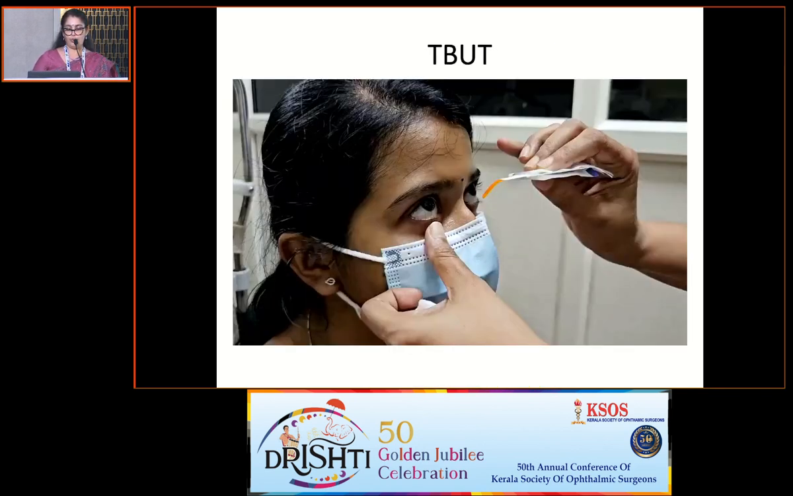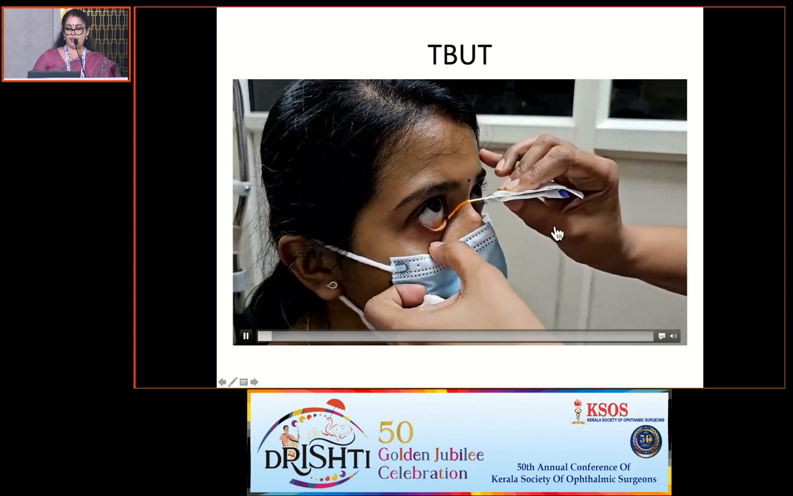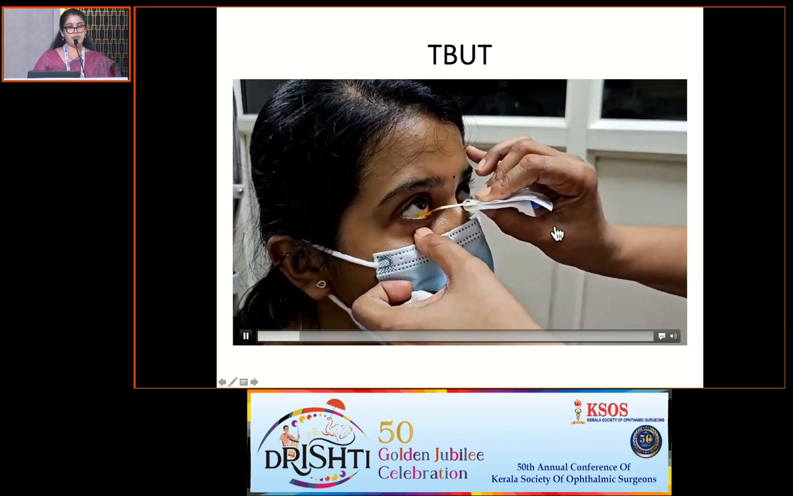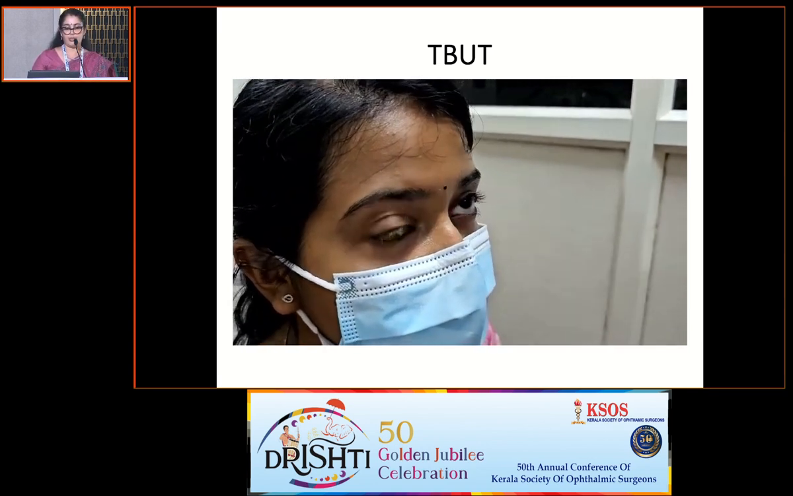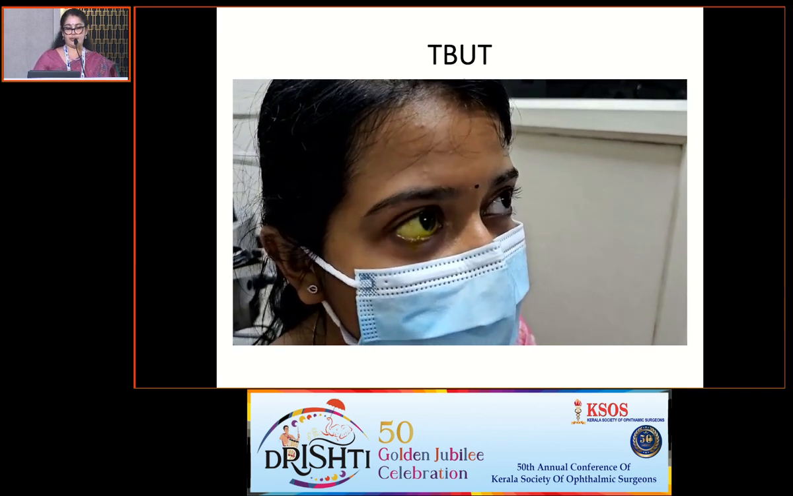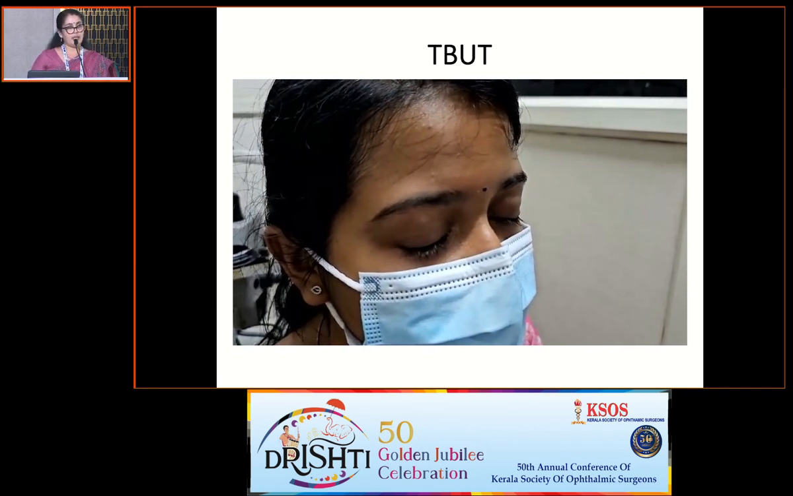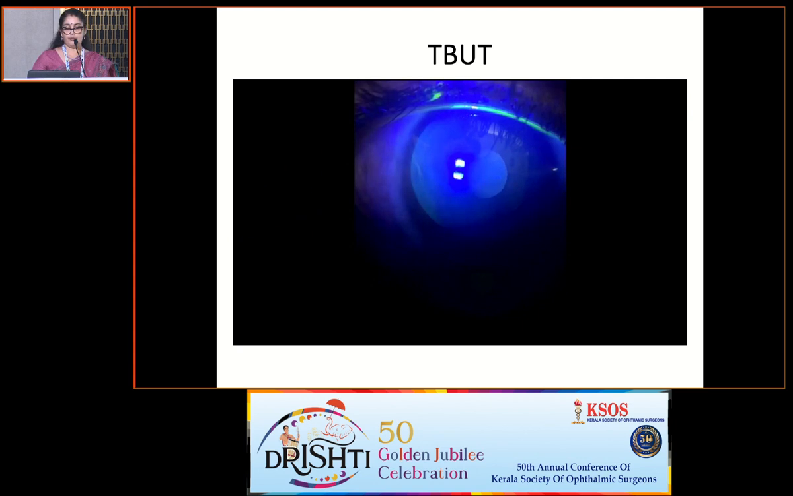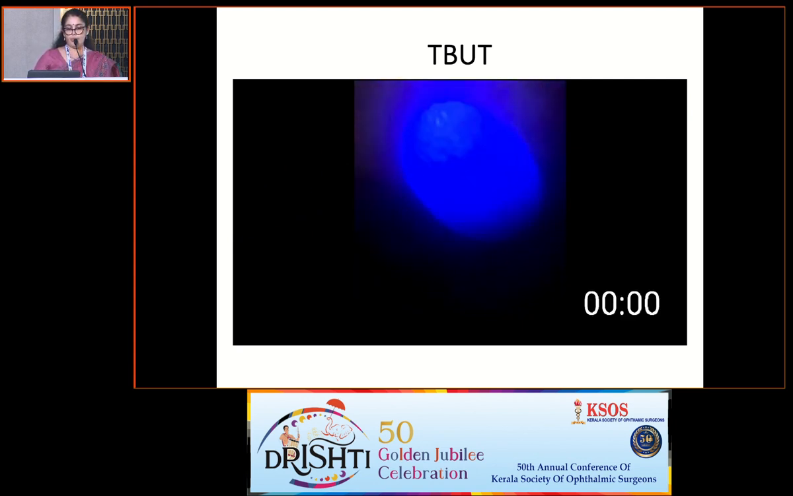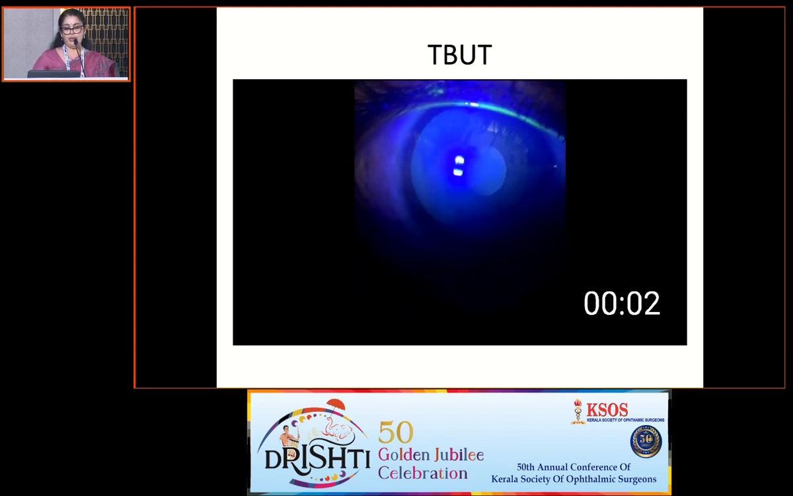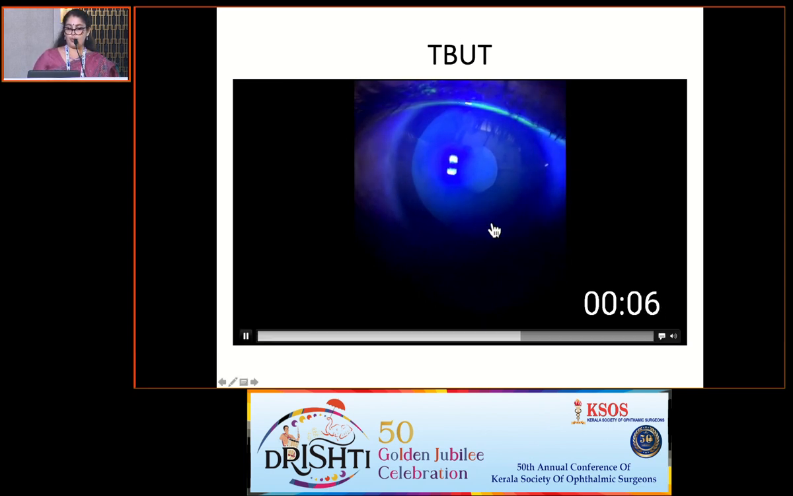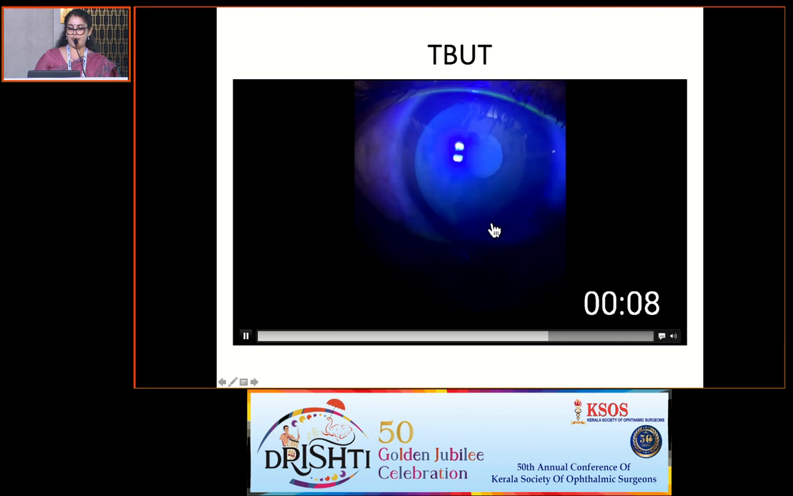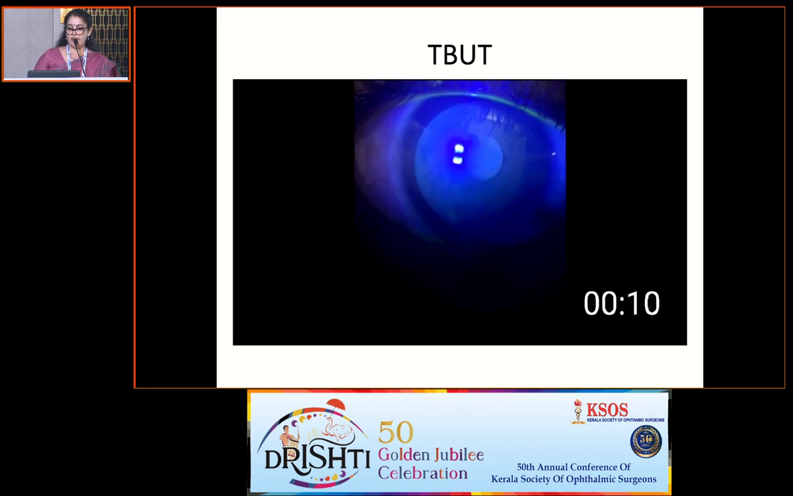Similarly, the next easy tool is the TBUT. We think it's difficult but it is very easy to perform. So you have to use a preservative-free solution like saline to wet the strip. Instill it, ask the patient to blink, shake off excessive fluorescein, put on the cobalt blue. After a blink, you just time it and look out for the dry spot. It should not be a fixed dry spot, you all know that.